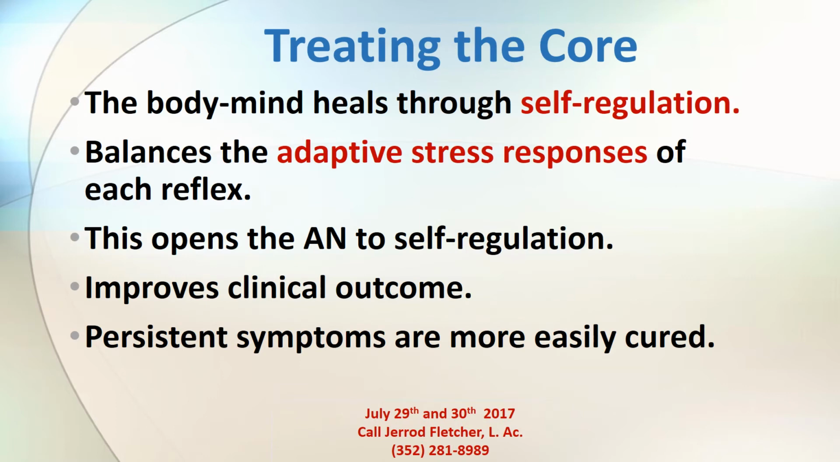The body-mind heals best when it heals itself. It's difficult to achieve when there are various stress adaptations occurring. While necessary to counter stress, the same adaptive network can also block self-regulation by holding the body-mind in a chronic adaptive state. By balancing the adaptive stress response, we can help encourage the adaptive network's self-regulation. This in turn improves clinical outcomes, especially in cases with persistent symptoms.